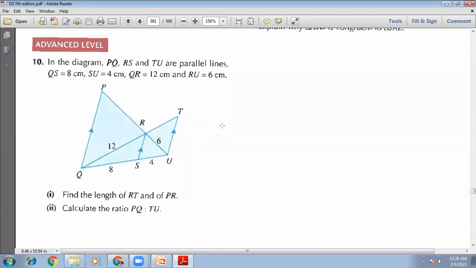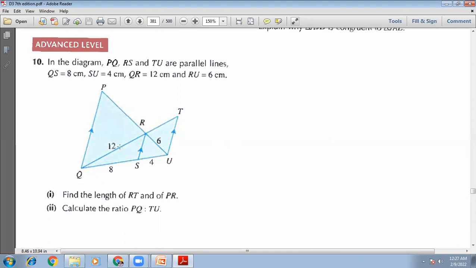He says in the diagram, PQ, RS, and TU are parallel lines. QS is 8 centimeters, SU is 4 centimeters, QR is 12 centimeters, and RU is 6 centimeters. The question is to find the length of RT. Then they want you to find the length of PR. Okay, so that's the A part.